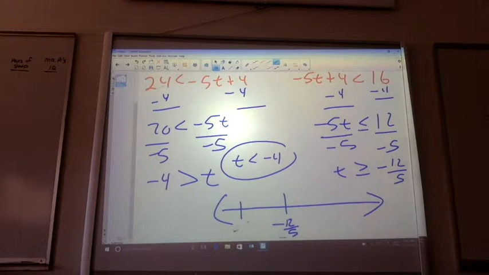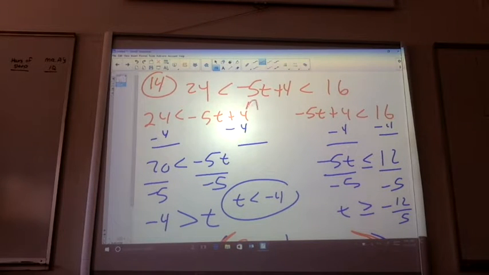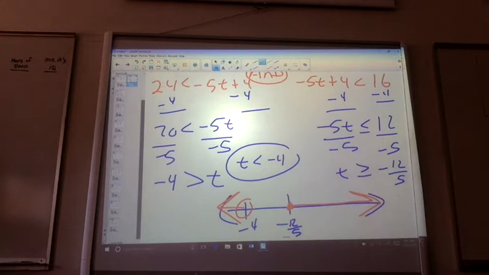Negative 4 is even further to the left. Agree? All right, hang on. This is an open dot going this way. This is a solid dot going this way. This was presented as what type of problem originally? And. It was and. It was put together. So this means it had to be an and problem. And means it comes together. Okay? What do we see? We see an or situation.